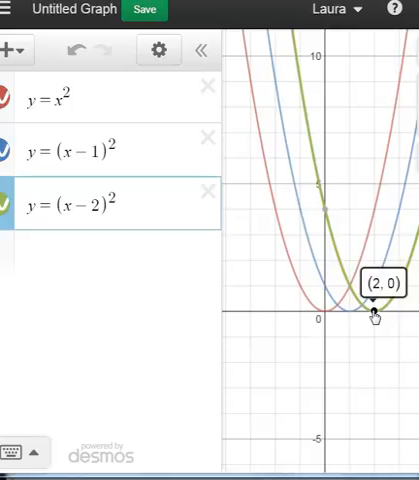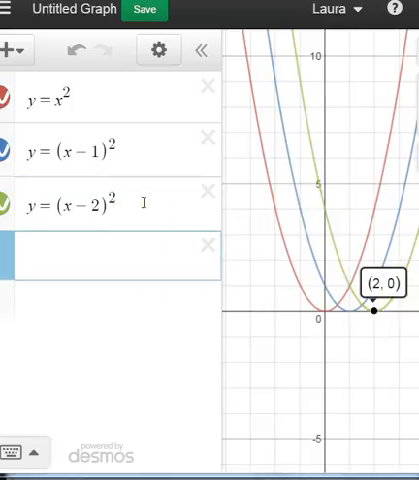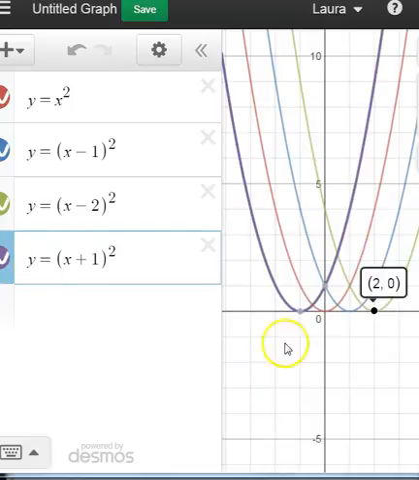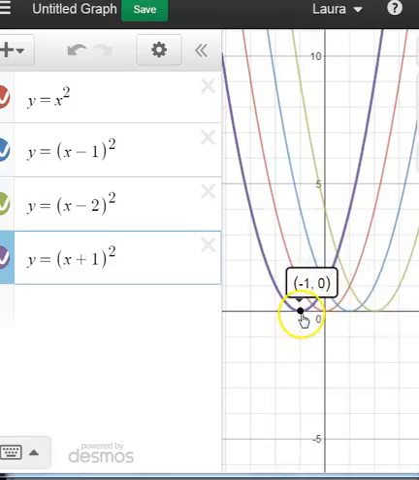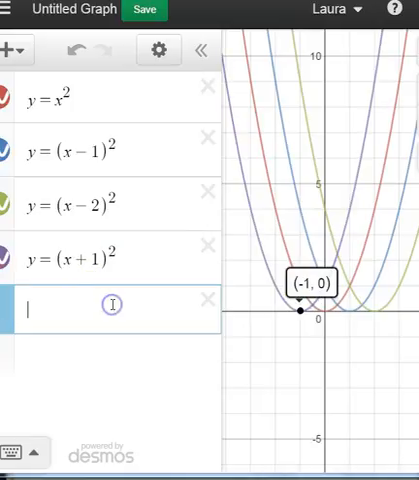What do you think is going to happen if I change it to y equals x plus 1 to the second power? Oh, now it's a purple graph, and that purple graph has a vertex of negative 1, 0. Well, that's pretty cool, because now that I have x plus 1, it's moving to a negative 1 vertex. Interesting. One more. y equals x plus 2.